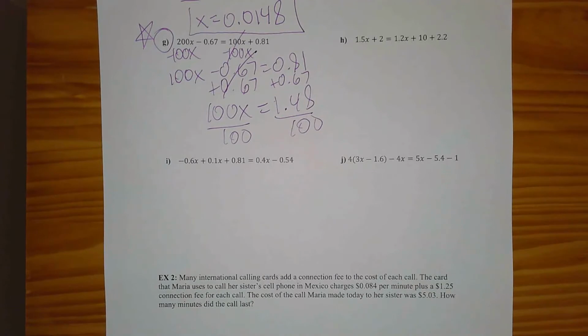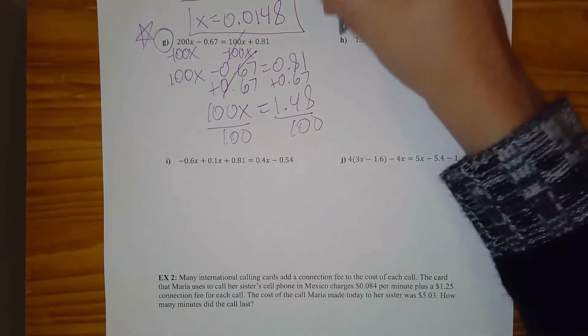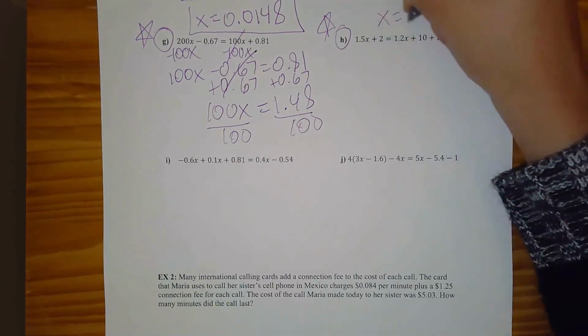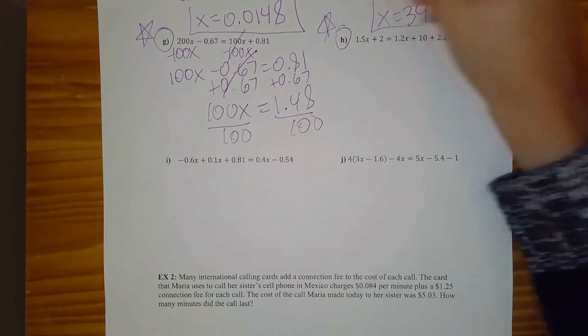Let's see, part H. We got 1.5x plus 2 equals 1.2x plus 10 plus 2.2. I'll let you guys try another one, okay? There's a little bit of simplifying you can do before you really start your solving. So give this one a try, pause your video, and I'll show you guys the answer in 3, 2, 1. You should get x equals 34 on this one.